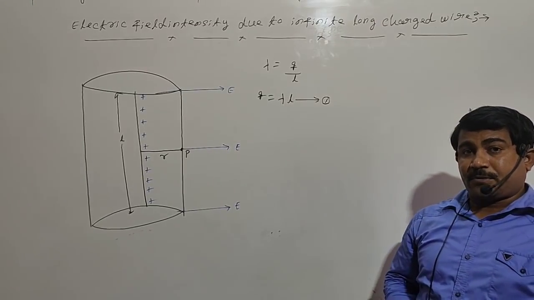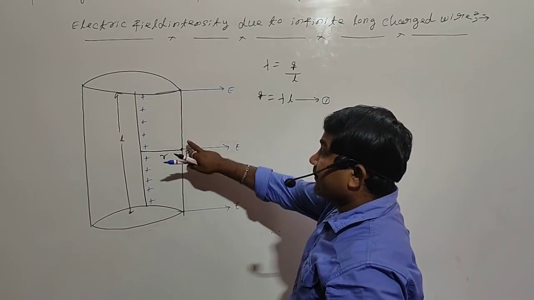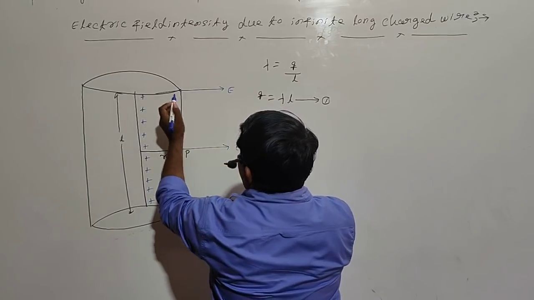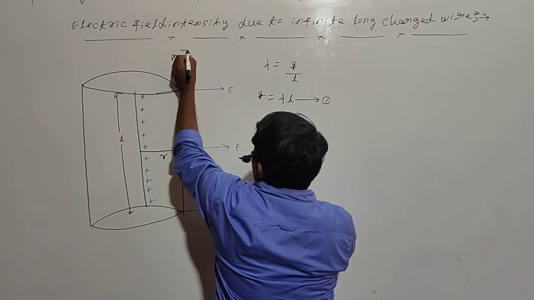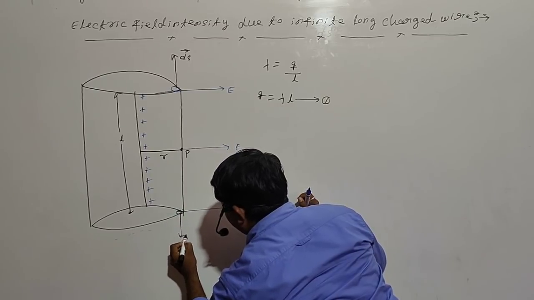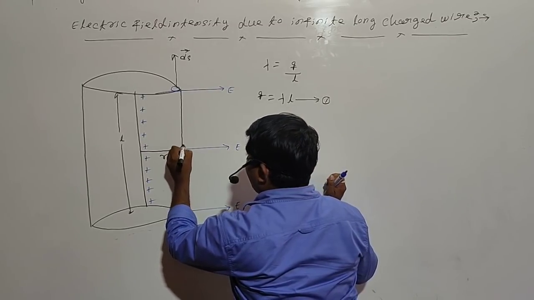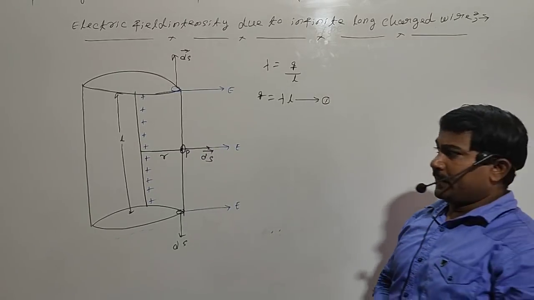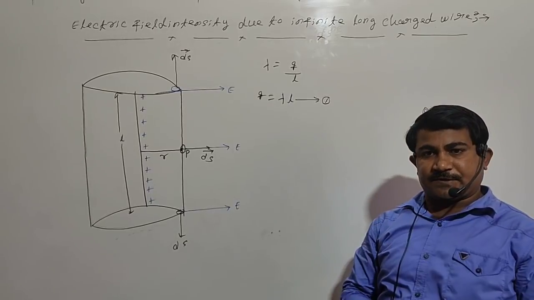It contains 3 faces: upper face, lower face, and the curved surface. For the upper surface, I will take an area element, and if we draw this line, this becomes the area vector. For the lower face also, I take an area element and this line indicates the area vector. For the curved surface too, the area element has an area vector. So there are 3 faces: upper face, lower face, and curved surface of this Gaussian surface.